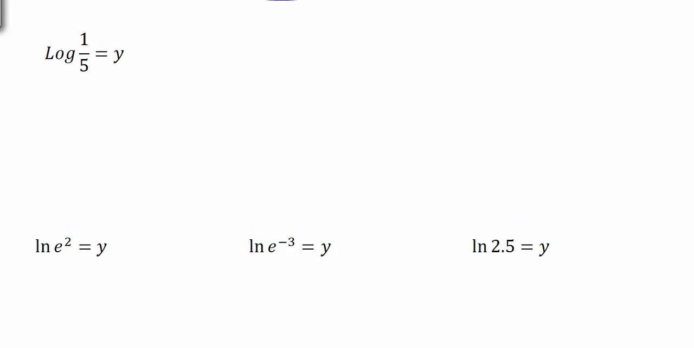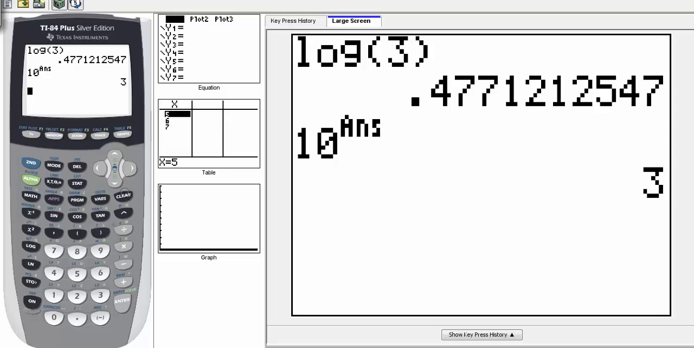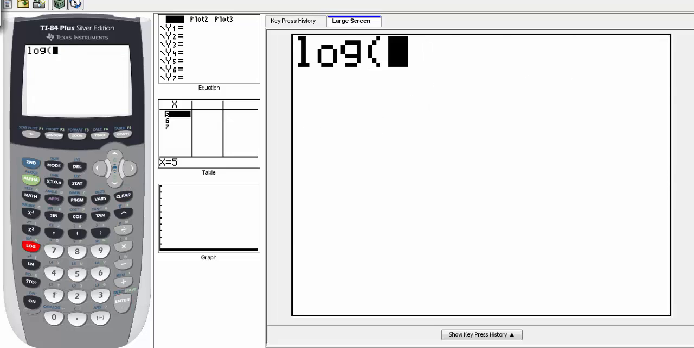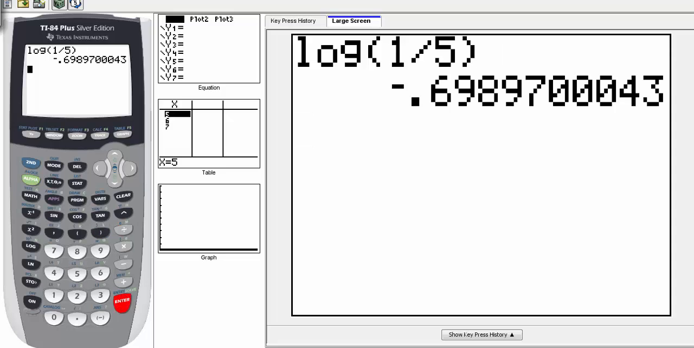All right, so then we have log 1/5 equals y. And once again here, if we try to rewrite this, we would have 10 to the y equals 1/5. And there's really not an easy way to rewrite 1/5 so that it has a base of 10. So once again here, we're going to use the calculator. We would just type in log of 1 divided by 5, and we get negative 0.699.